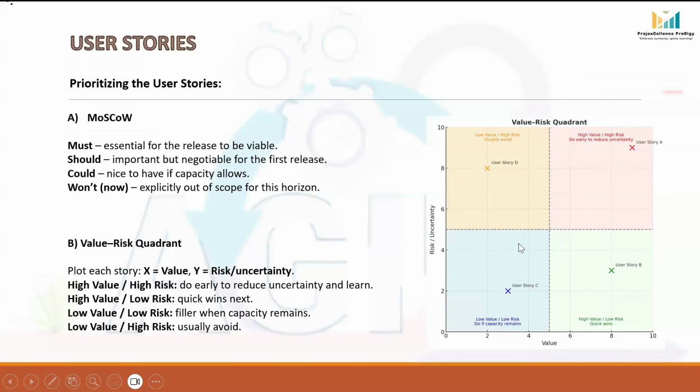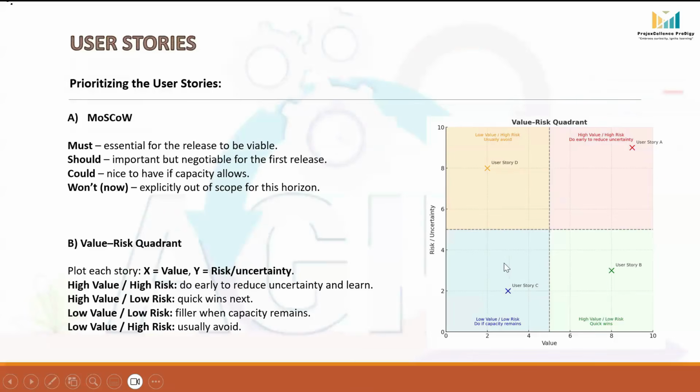Now we place each user story in one of the four quadrants. So if we see here, this quadrant is high value, high risk. We have to do these user stories first because they are critical but also uncertain. Tackling them early reduces risk and helps the team learn faster. Second, we will attend the user stories which fall in this quadrant, high value, low risk. These are straightforward stories with clear value. So after tackling risky items, these should be our next target.